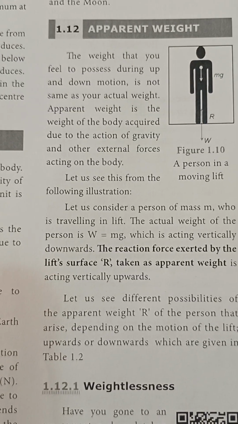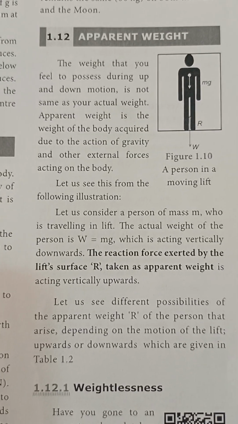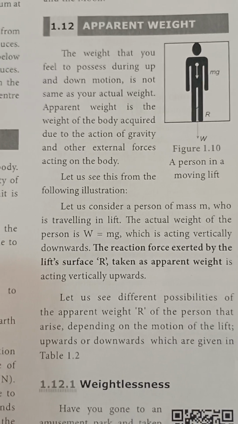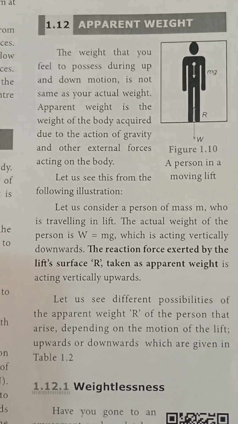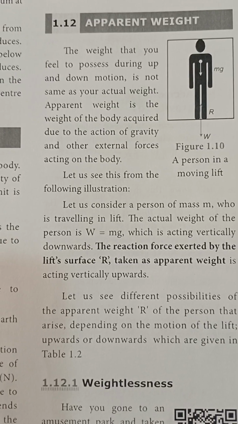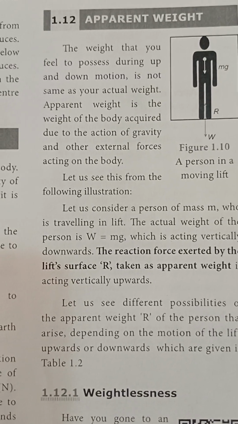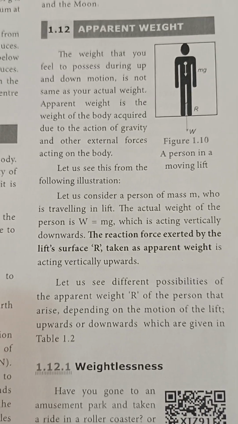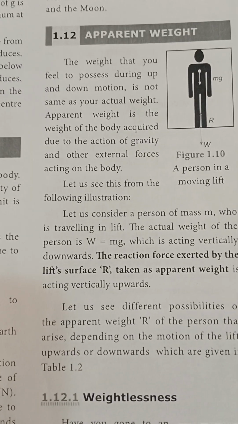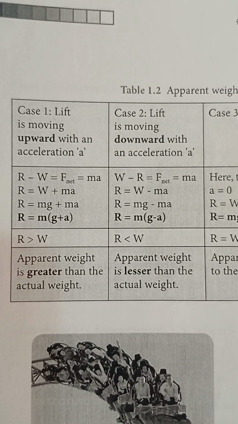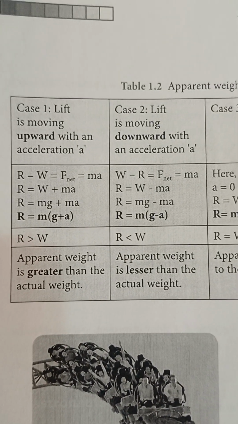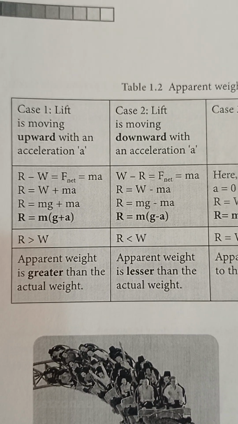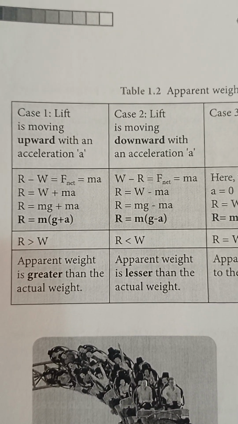So sometimes this apparent weight will be increasing and sometimes decreasing, depending upon whether we are moving up or down. If we move up, our apparent weight will get reduced. If we move down, apparent weight will keep increasing. Okay, we will see with an example, the lift example. Here we can compare two cases. A person is standing on the lift and he is moving upward with acceleration A, and in the second case he is moving downward with an acceleration A.